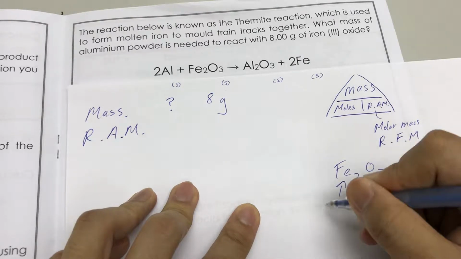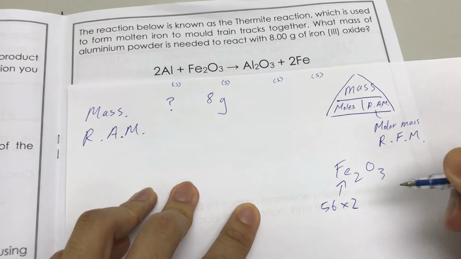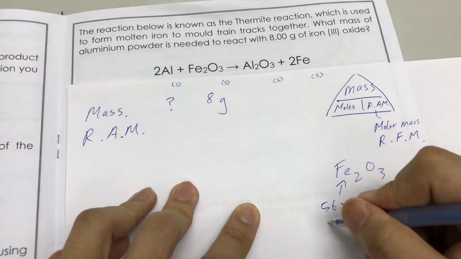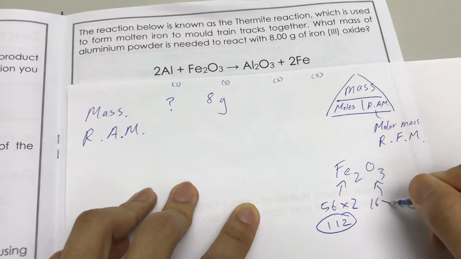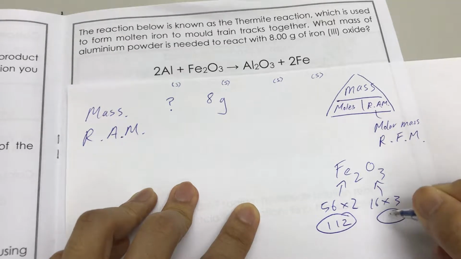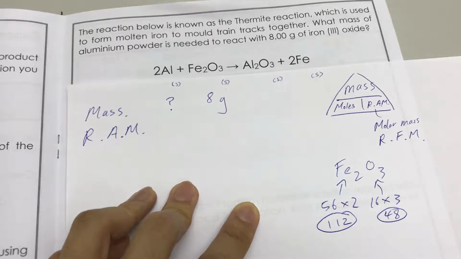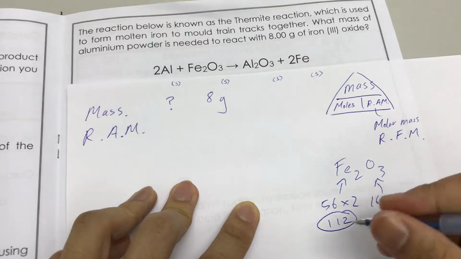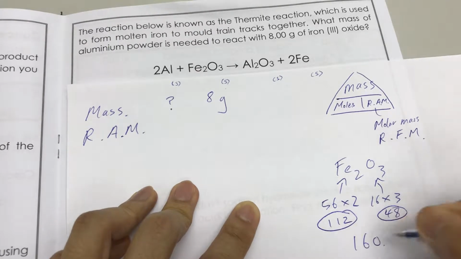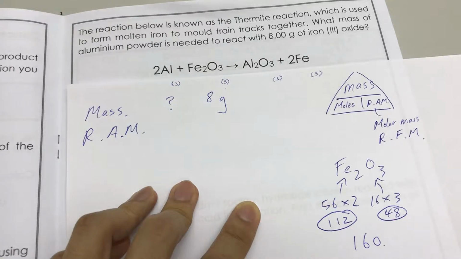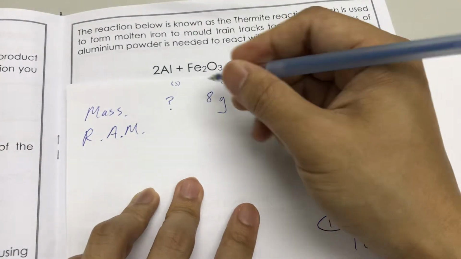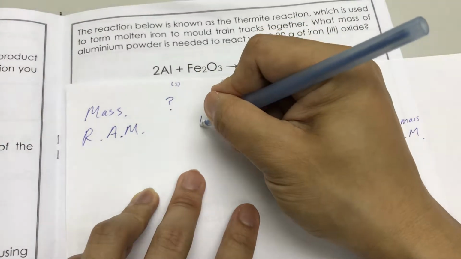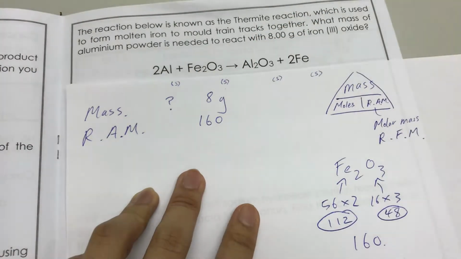So on the side, this is going to be 56 times 2, so this is 112. And that's going to be 16 times 3, so you're going to get 48. Together, that will give you 160. Is this okay so far? So 8 grams and the relative formula mass is 160.